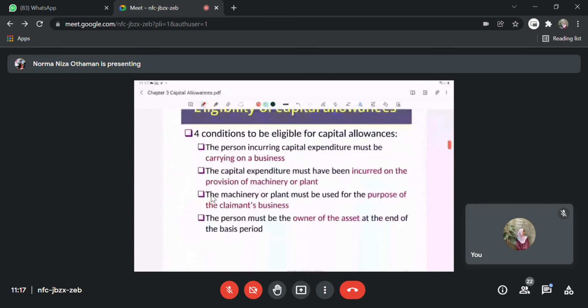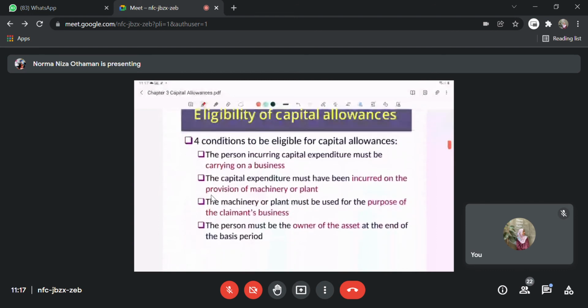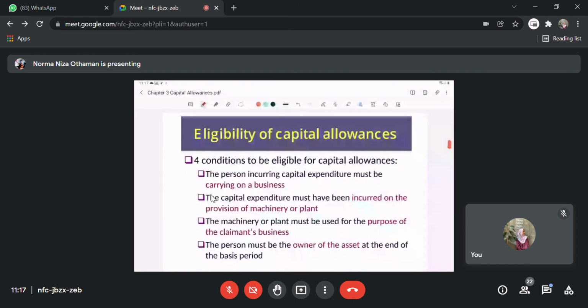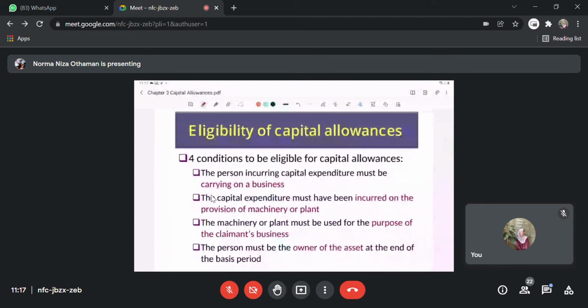Okay, so kita nak move kepada eligibility of capital allowances. So siapa yang eligible to claim the capital allowances? So there are 4 conditions to claim the capital allowances. The first one, dia kata dekat sini the person who incurs the capital expenditure must be carrying on the business. Ni daripada awal tadi saya dah mention kan, mesti untuk tujuan perniagaan. Must be, the purpose is carrying on a business, and then dia kata the capital expenditure must be incurred on the provision of machinery or plant.